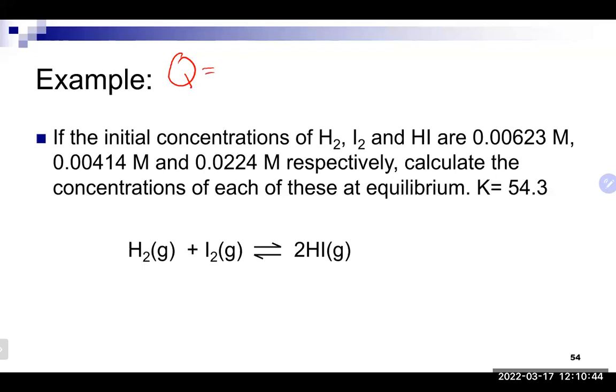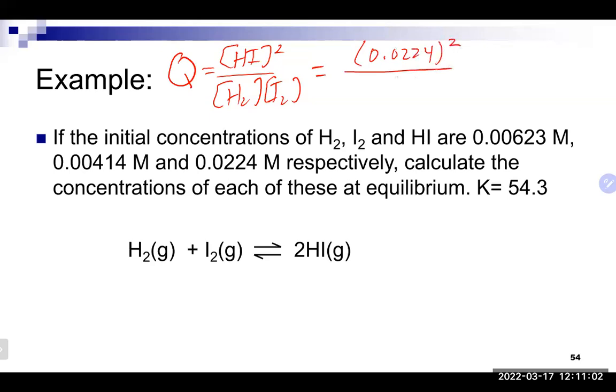So Q in this case is calculated the exact same way as we calculate K, which would be HI squared over H2 and I2 here. Putting in the values that they gave us would give us 0.0224 squared up on top, and we got 0.00623 on the bottom and 0.00414 there as well.